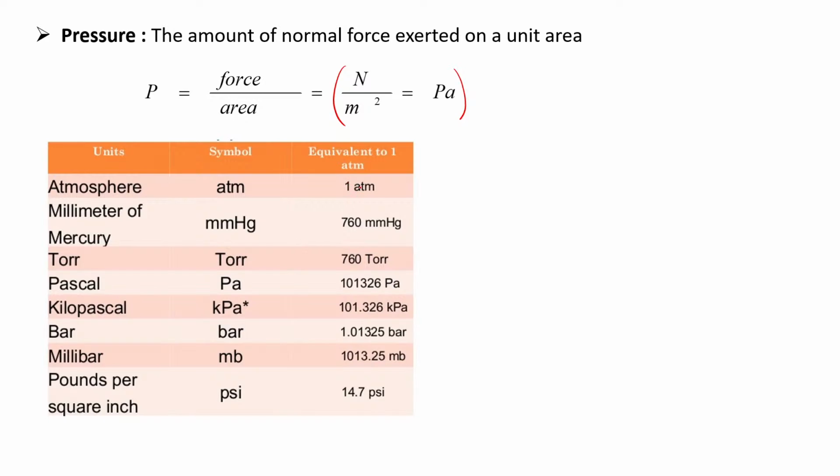Then 1 atmospheric pressure we can write in different units. In atm, it is 1 atmospheric pressure. In terms of mercury column, it is 760 mm of Hg. In terms of torr, it is 760 torr. In terms of Pascal, it is 101,325 Pascal. In terms of kilopascal, it is 101.325 kilopascal. In terms of bar, it is approximately 1 bar, likewise.